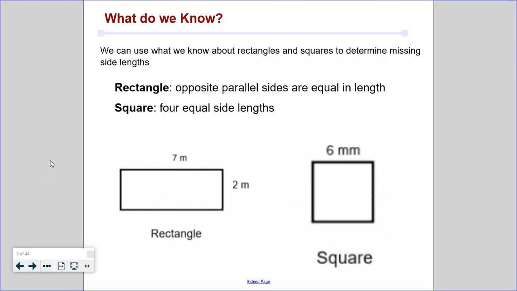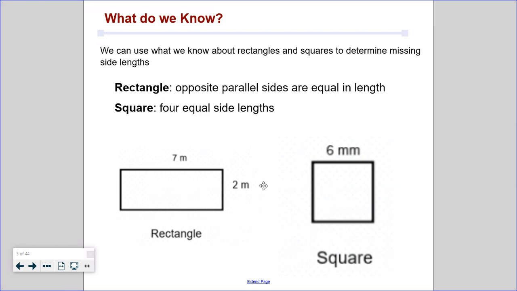Okay, now how can we use what we just learned in geometry to help us find the area of rectangles and squares? Well, we know that with a rectangle, the opposite sides are always equal. Okay, so here's a rectangle. I know if this side is 7, I know this side's going to be 7. I know if this side is 2, I know this side's going to be 2. That's just the way rectangles work. If it's a rectangle, the opposite sides are going to be the same length.